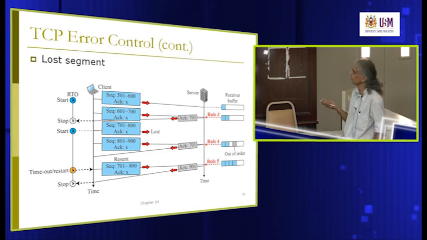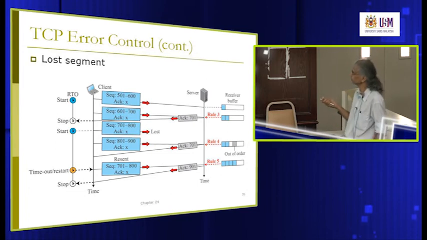Okay. Now, the client sends the next sequence, 701 to 800. Somehow, this packet was lost. It did not reach the server. So the client sends two segments in sequence. The first one was lost, the second was received. When the second one was received, the server is expecting 701, right? But 701 was lost, what it receives is 801. So what the server will do, it will put the 801 in the buffer, right? Out of order, not in sequence, never mind.